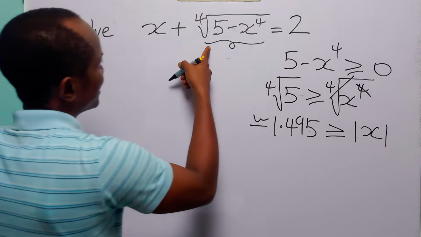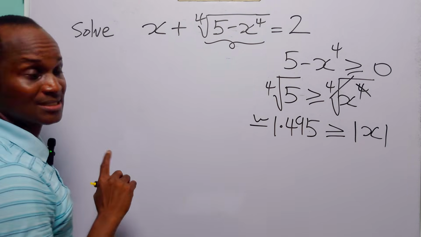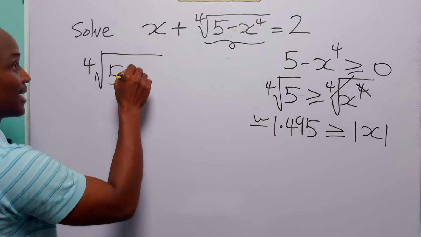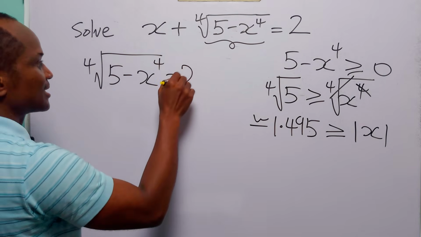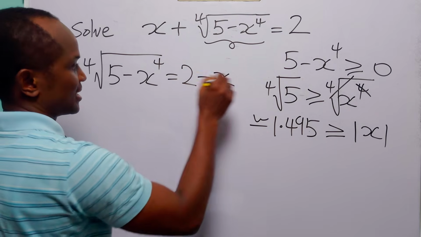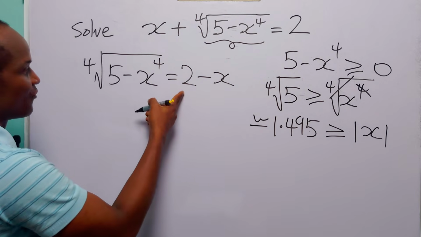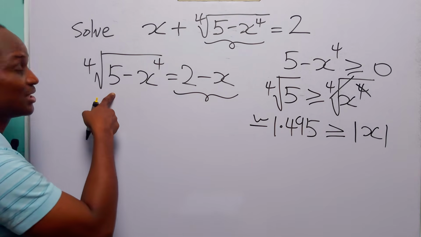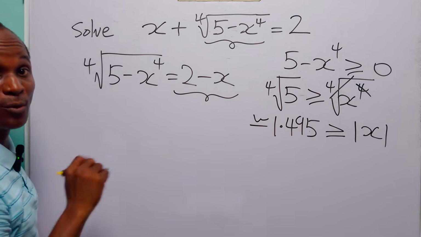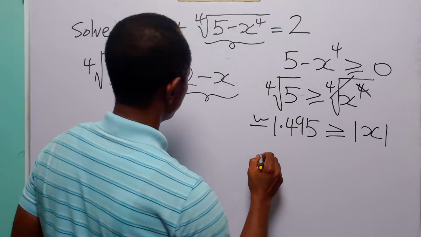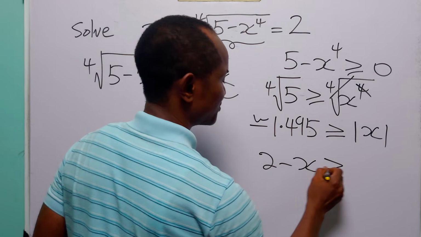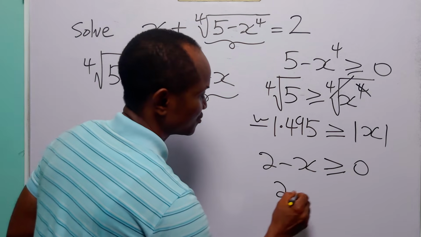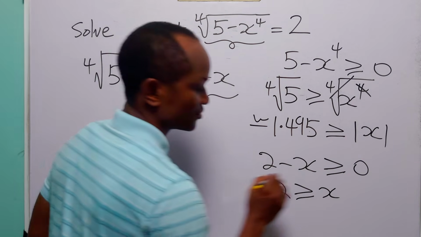Now also, let us move this x over to the right hand side. When we do that, we have that the fourth root of 5 minus x to the power 4 is equal to 2 minus x. Notice that for this equation to have real roots, then 2 minus x must be positive or equal to 0. So that means that 2 minus x must be greater than or equal to 0. And of course, we have that 2 must be greater than or equal to x.